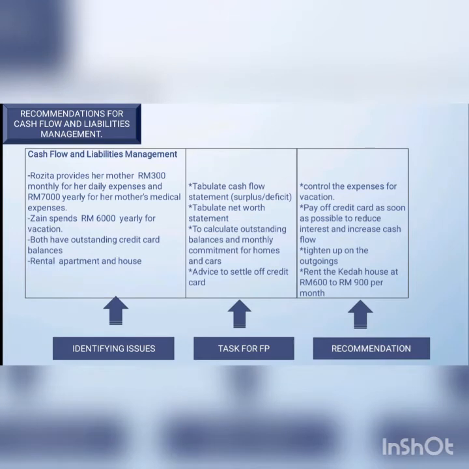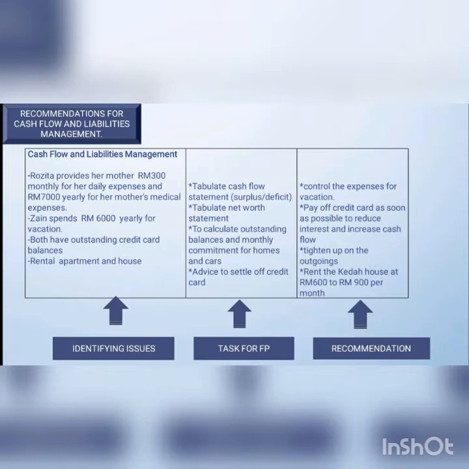I'm pretty sure that everything needs a recommendation. So let us get down to our recommendation for cash flow and liabilities management. First, identifying issues. Rozita provides her mother Rm 300 monthly for her daily expenses and 7,000 yearly for her mother's medical expenses. Zain spends Rm 6,000 yearly for vacation. It shows both of them have outstanding credit card balances. They both have rental apartment and houses at Kedah.